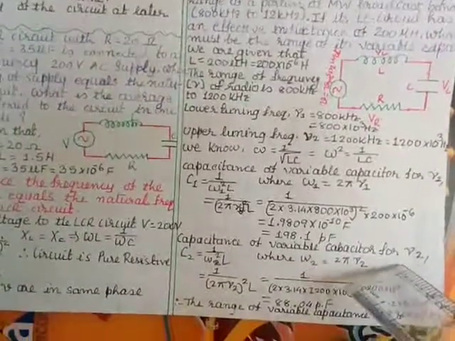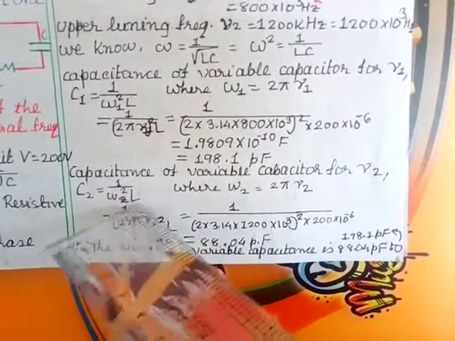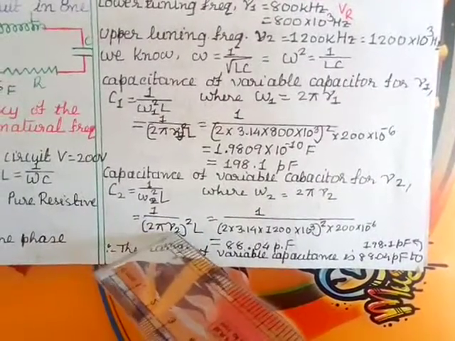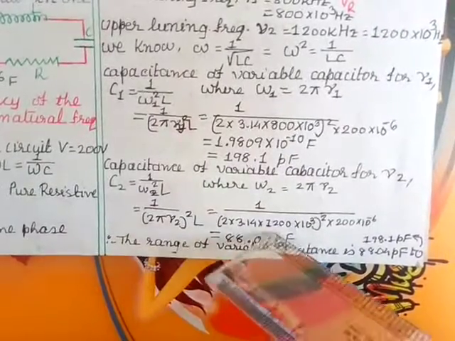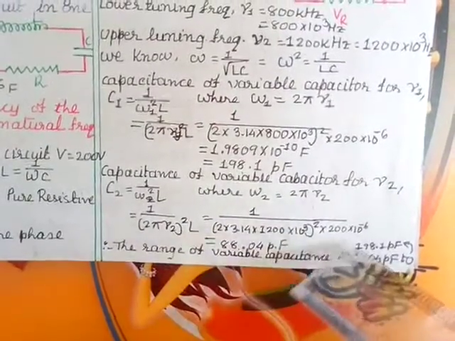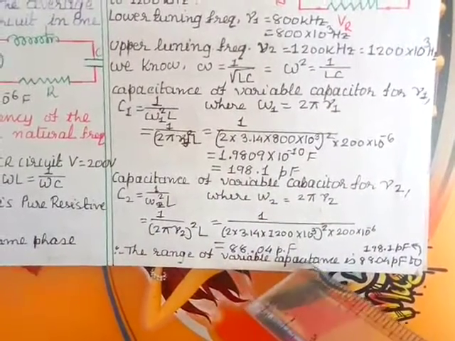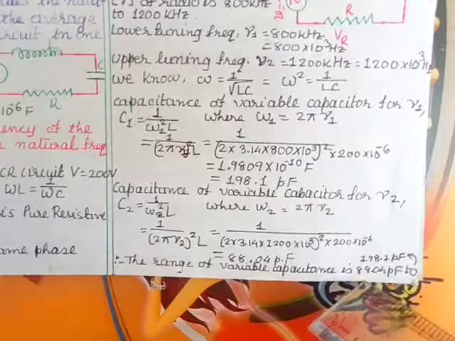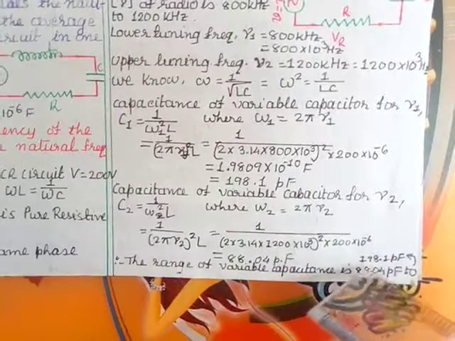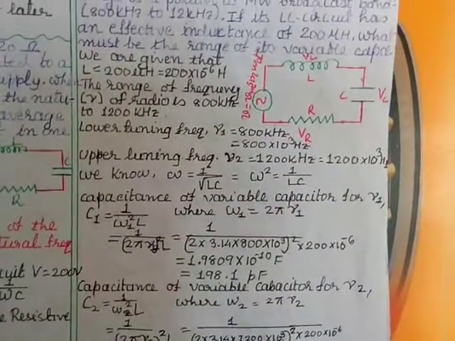Capacitance of the variable capacitor for nu2. C2 is equal to 1 by omega 2 square into L, where omega 2 is 2 pi into nu2. So 1 by (2 pi into nu2) whole square into L equals 1 by 2 as it is, pi is 3.14, nu2 is 1200 into 10 to the power 3 whole square, and L is 200 into 10 to the power minus 6. When you simplify, we get 88.04 picofarad. Therefore, the range of variable capacitance is 88.04 picofarad to 198.1 picofarad. So that is the solution for question number 7.10.